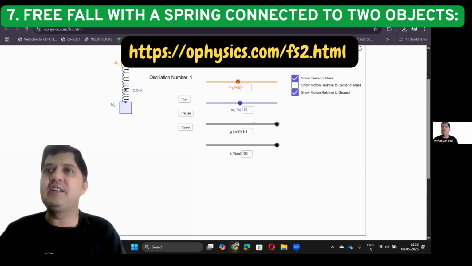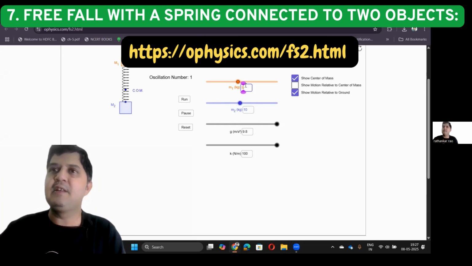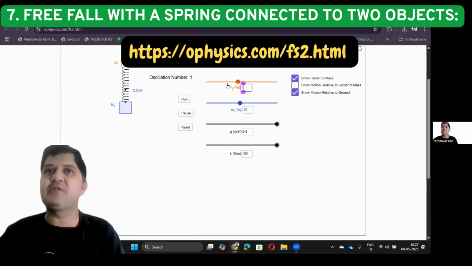Next, let me make this 5 kg and this 10 kg, because earlier the upper mass was higher and the lower mass was lower. Now let us do this one. So what do you think can happen? Let me run this.